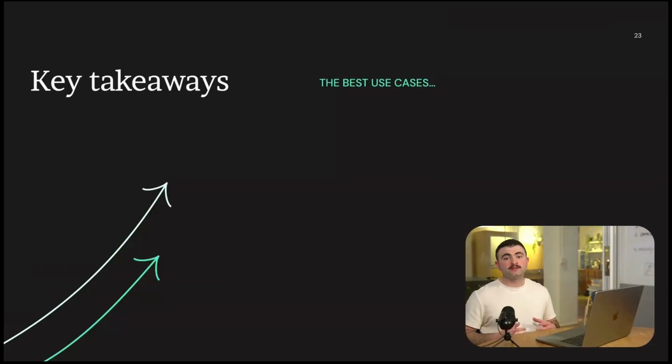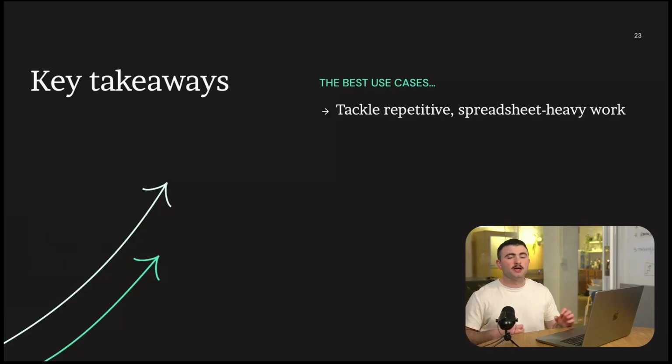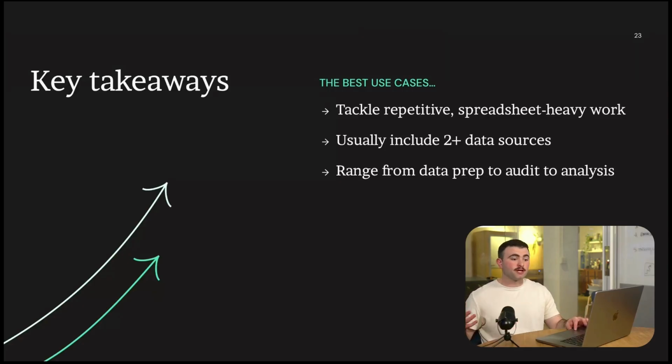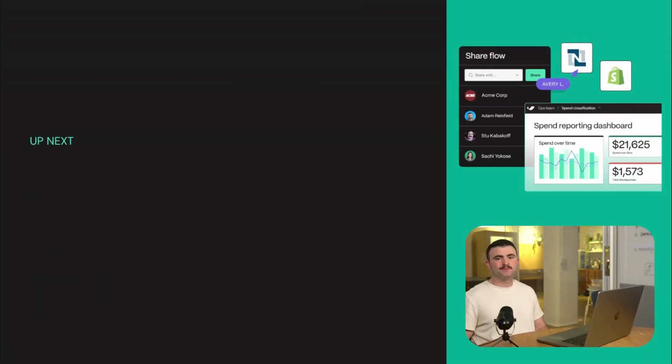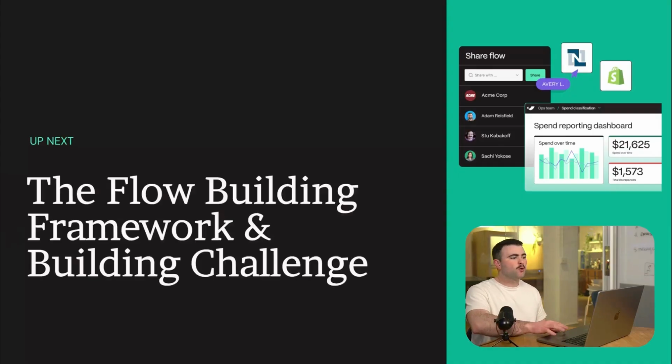That's all for this lesson, so we'll end with a quick recap. Now you know that the best use cases for Parabola usually tackle repetitive spreadsheet-heavy work that often involves two or more data sources. This work can range from data prep work to audit to analysis, and ultimately, it's not replacing your systems, but rather complementing and extending your systems so that you have to do less manual, repetitive work. With this foundation in place, we are ready to jump into the product. And in the next lesson, we'll walk through the flow building framework and introduce the building challenge that we'll work on for the duration of this course.